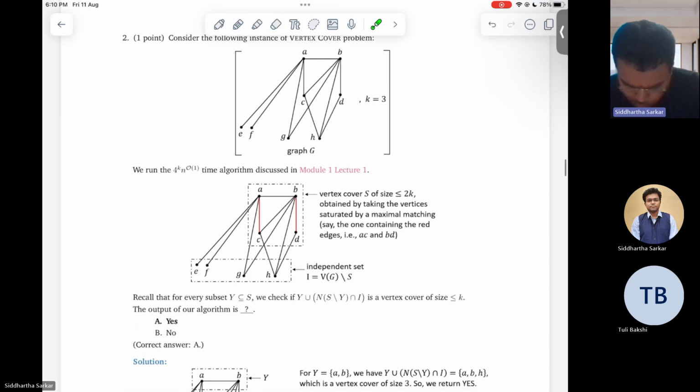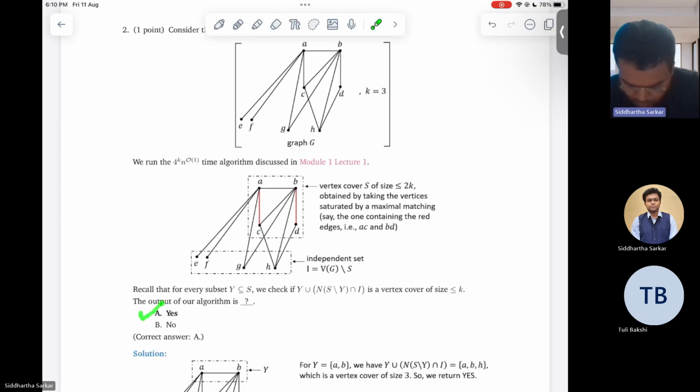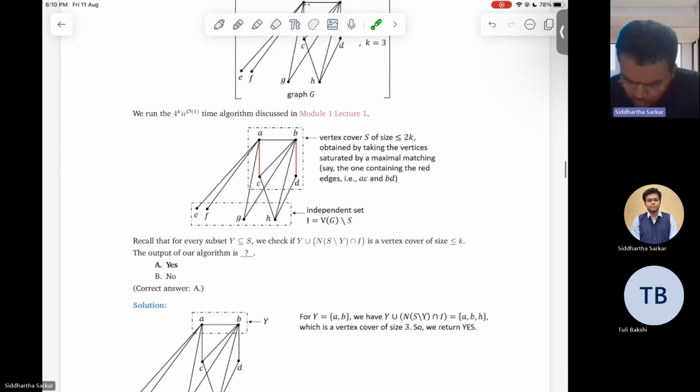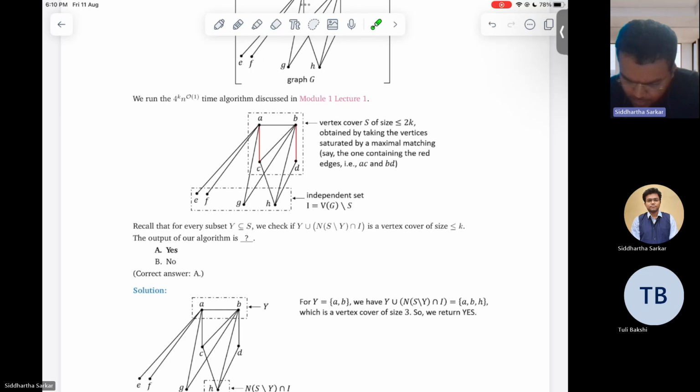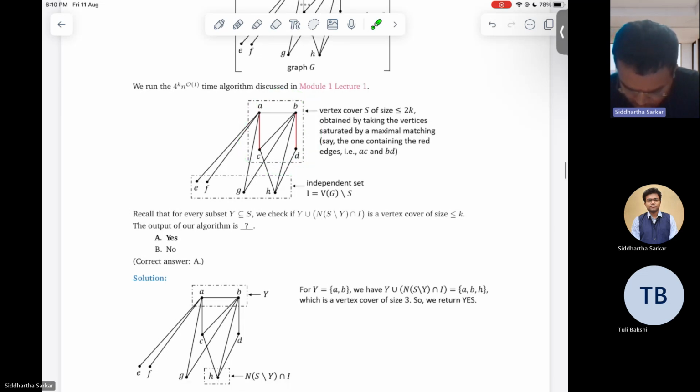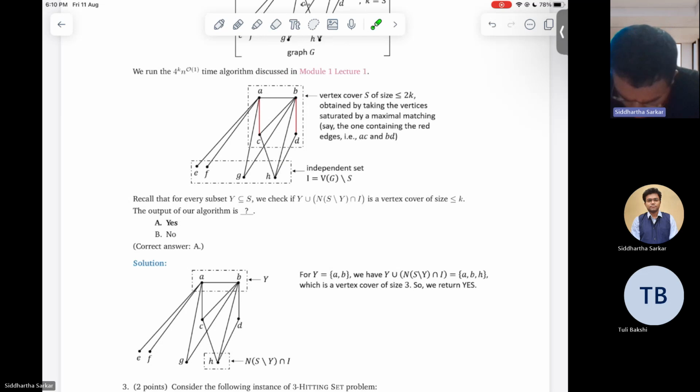So I will not go into details of it, but we already said that for all possible subsets of A, B, C, D, so there are 2 to the power 4 possible subsets, we will check whether this expression is a vertex cover of size at most 3. And it turns out that one of the subsets of A, B, C, D, if you consider it to be Y, then this expression is actually a vertex cover.